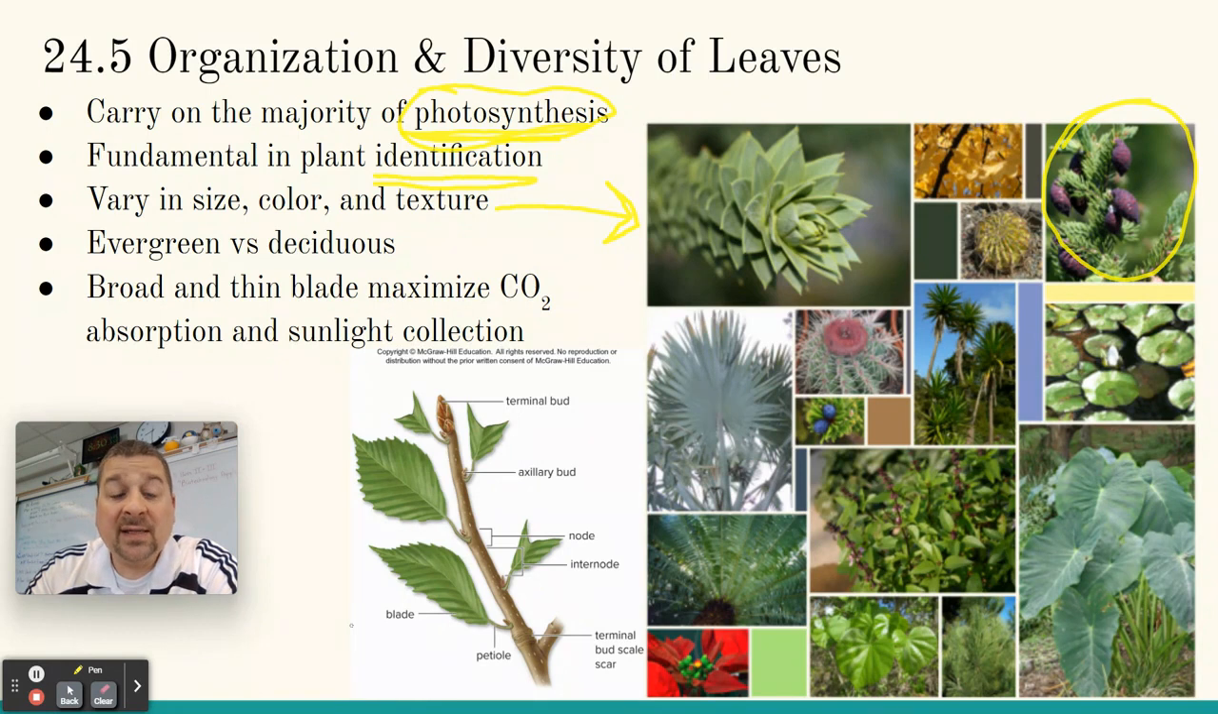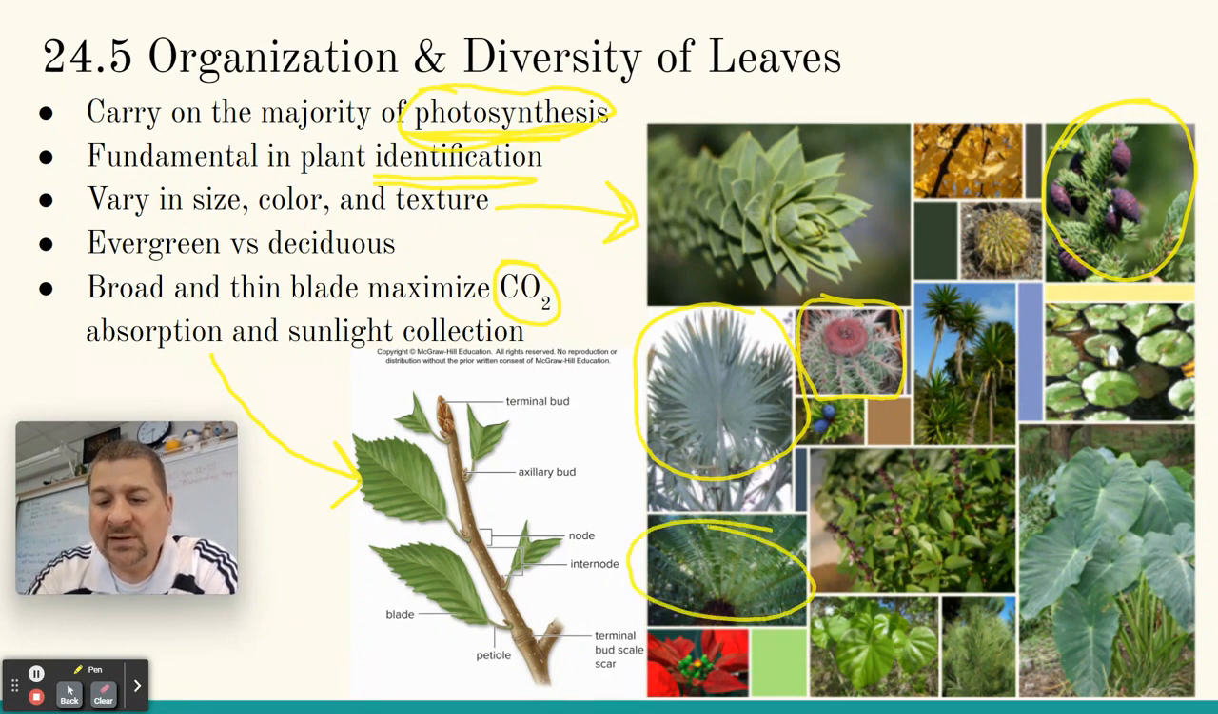They can be broad and thin. Usually they're broad and thin to maximize absorption of sunlight and carbon dioxide, which is needed for photosynthesis. Although we'll look later in this video at how they can be modified into spines where it's very dry. They can be big palm-shaped leaves like on palm trees, ferns, or big broad leaves like here, some to help catch water.